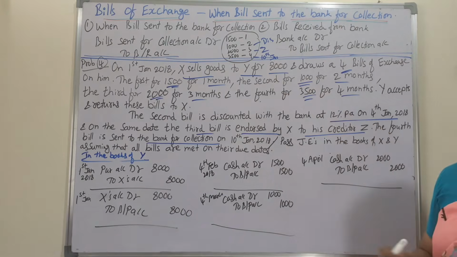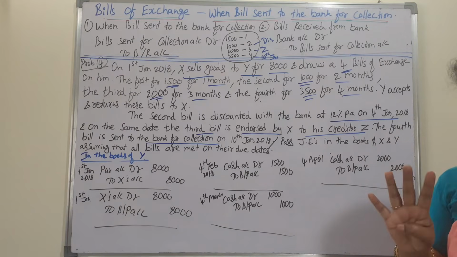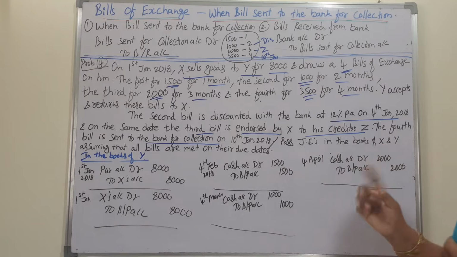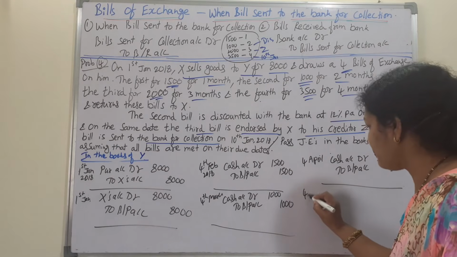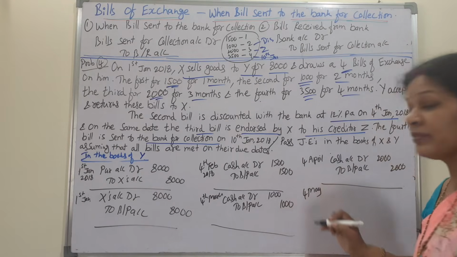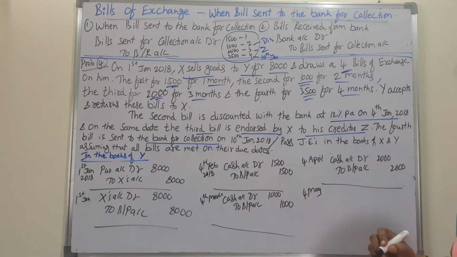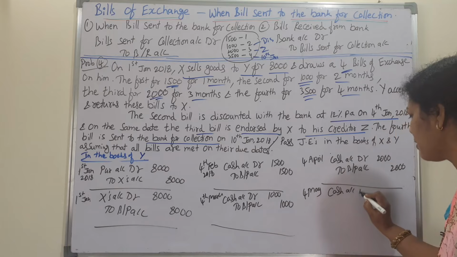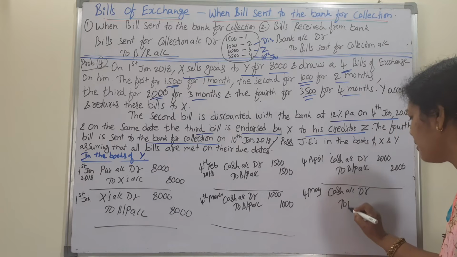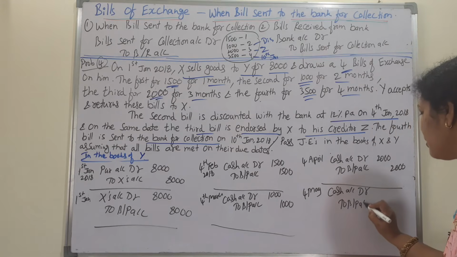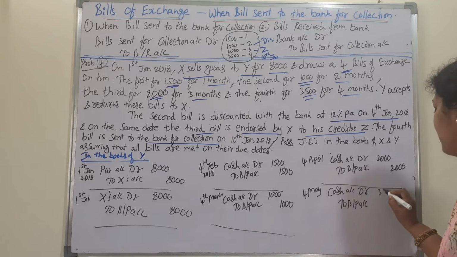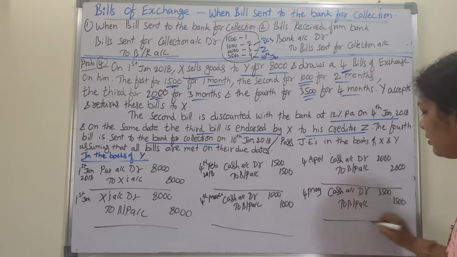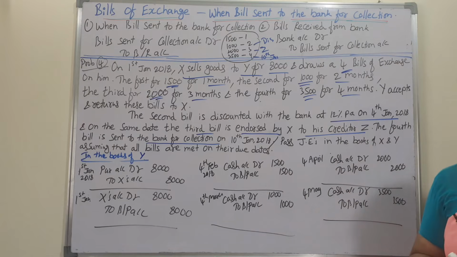And the fourth bill is 4 months. 4 months means February, March, April, May, so 4th May. When he has to pay the amount on the due date, same entry: bills payable account debit to cash account. Amount 3,500. Being the bill due amount paid.